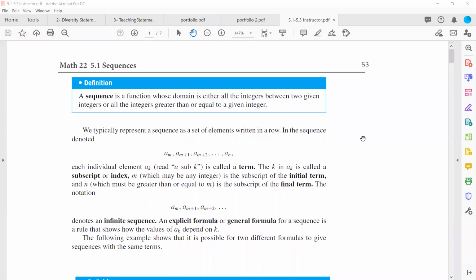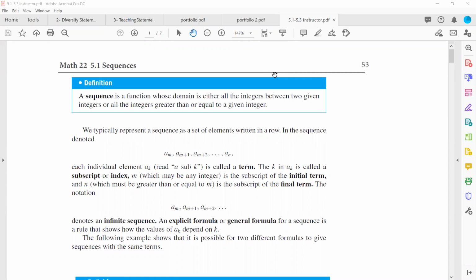Chapter 5, 5.1, sequences. So we're going to talk about sequences, and eventually we're going to talk about series. Then we're going to learn how to use mathematical induction to prove some nice statements.